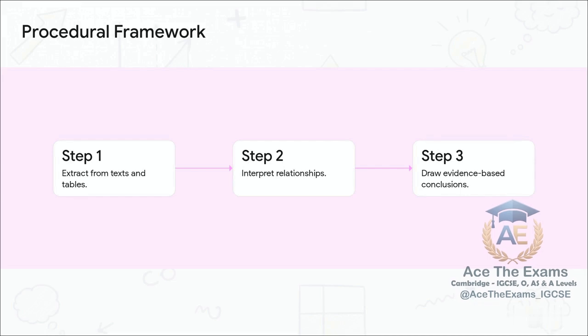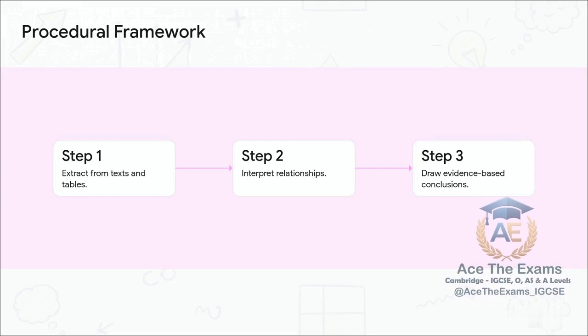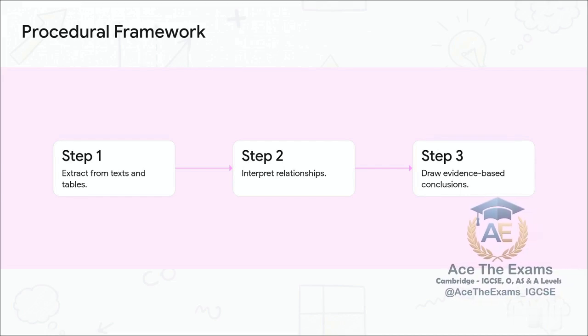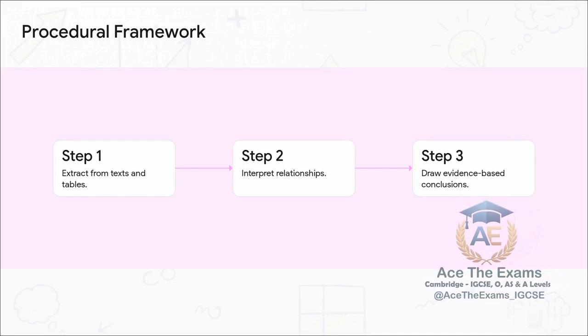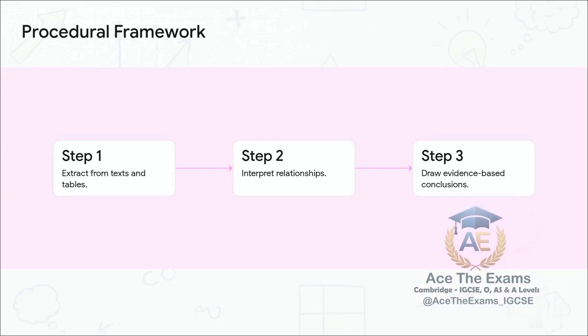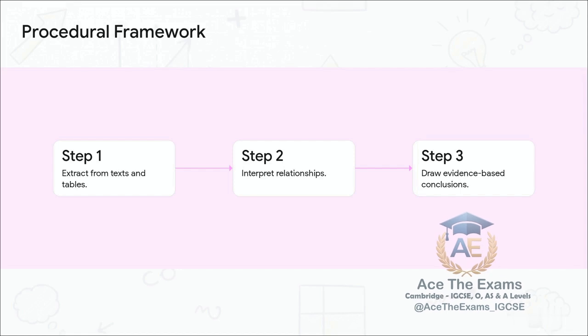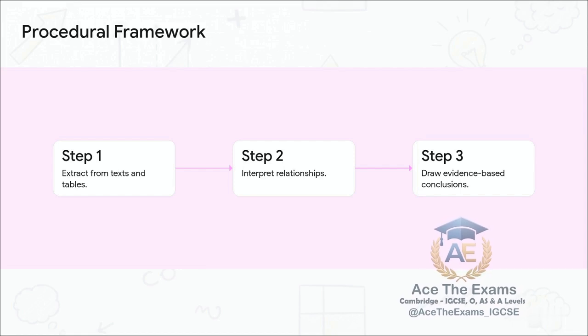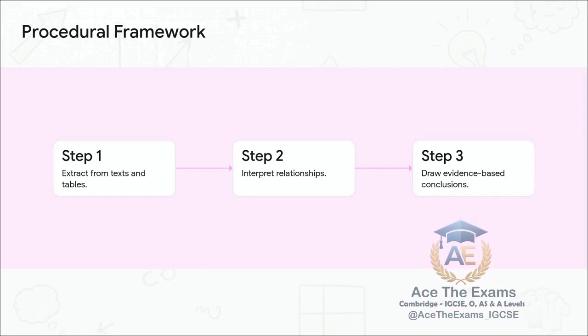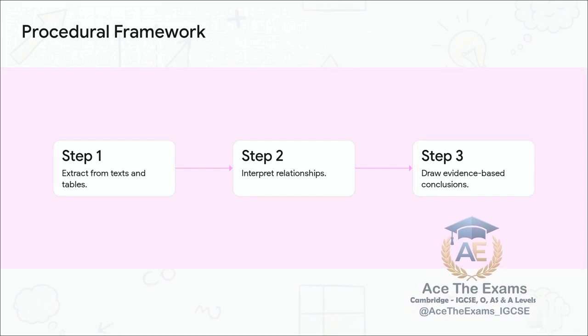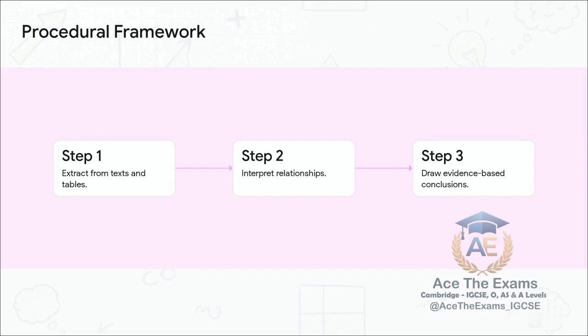Step 2. Interpret relationships. This is where you differentiate your carefully constructed equation. You find dy by dx, and you set it to 0 to locate those critical stationary points. Step 3. Draw evidence-based conclusions. This is the lock-in. You must conclusively prove the nature of that point using a valid mathematical test. This systematic 3-step analysis leaves absolutely no room for doubt.